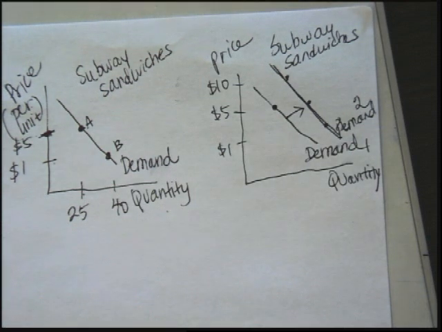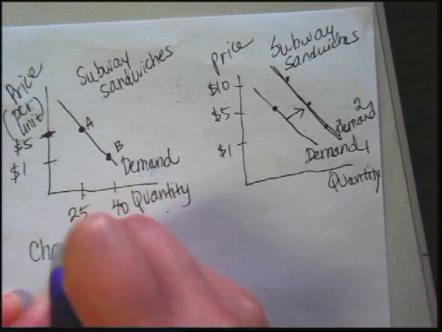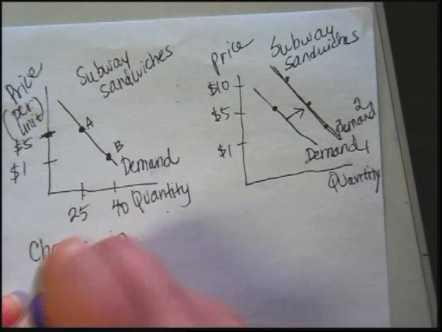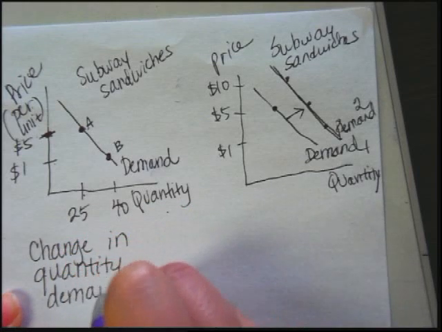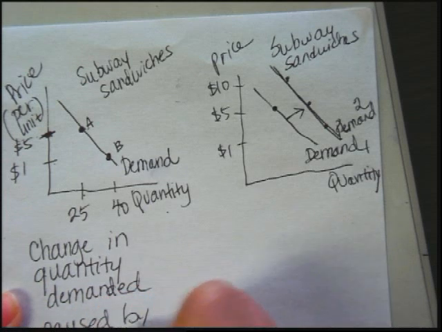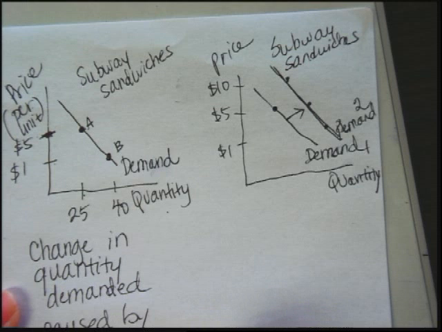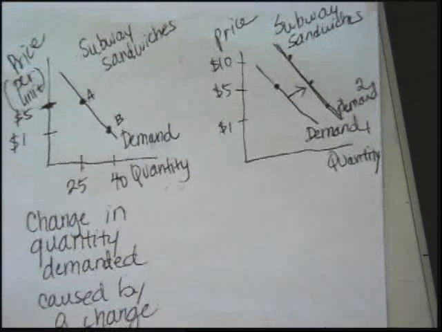Okay, so on the left side, we call this a change in quantity demanded. And it's caused by a change in price. So when something goes on sale, if something's cheaper and you buy more of it, graphically we're just moving from point A to point B.